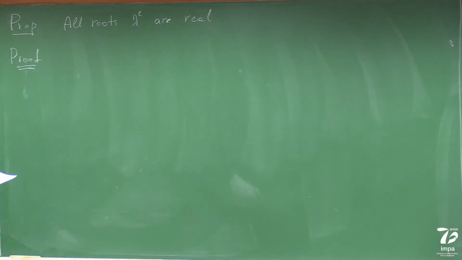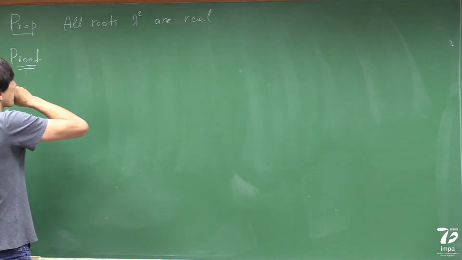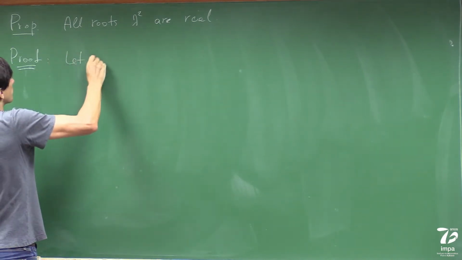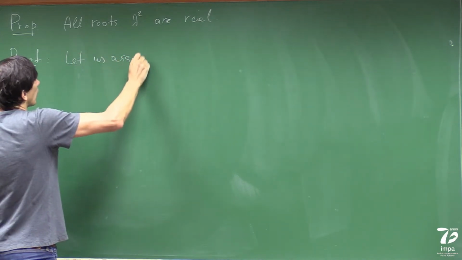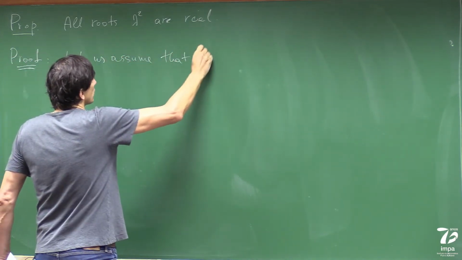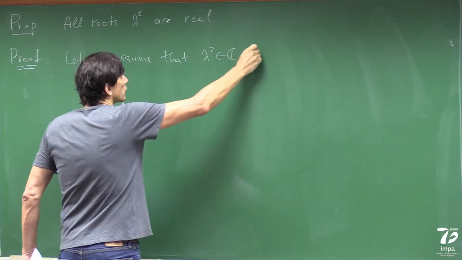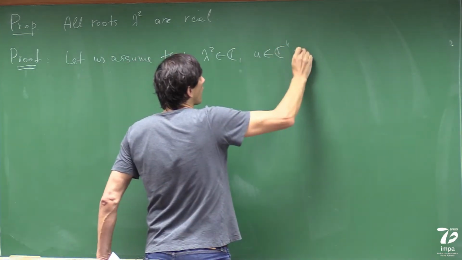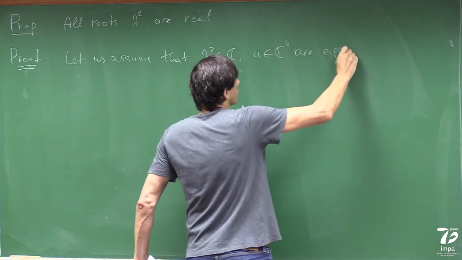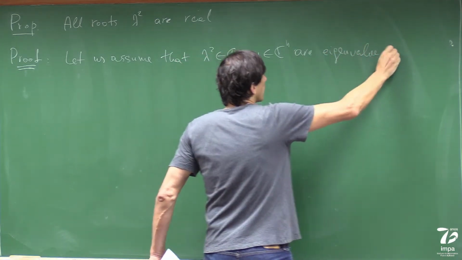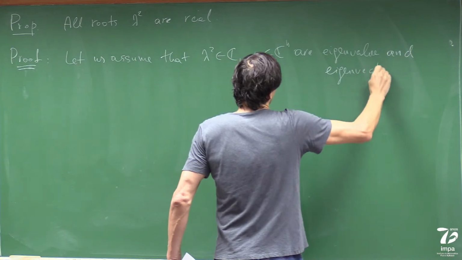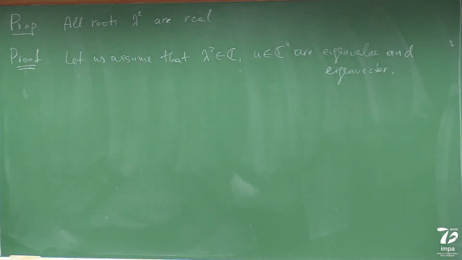How do you prove it? So in principle, let us assume that lambda square, which is complex, and U, which is complex, satisfy our eigenvalue and eigenvector equation. So let's assume that they satisfy all these conditions.